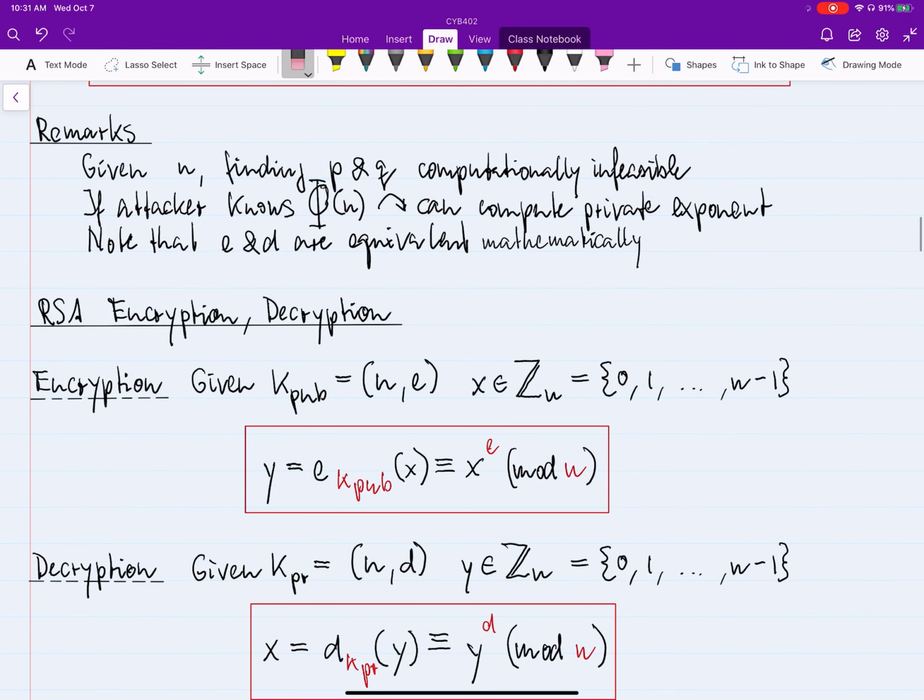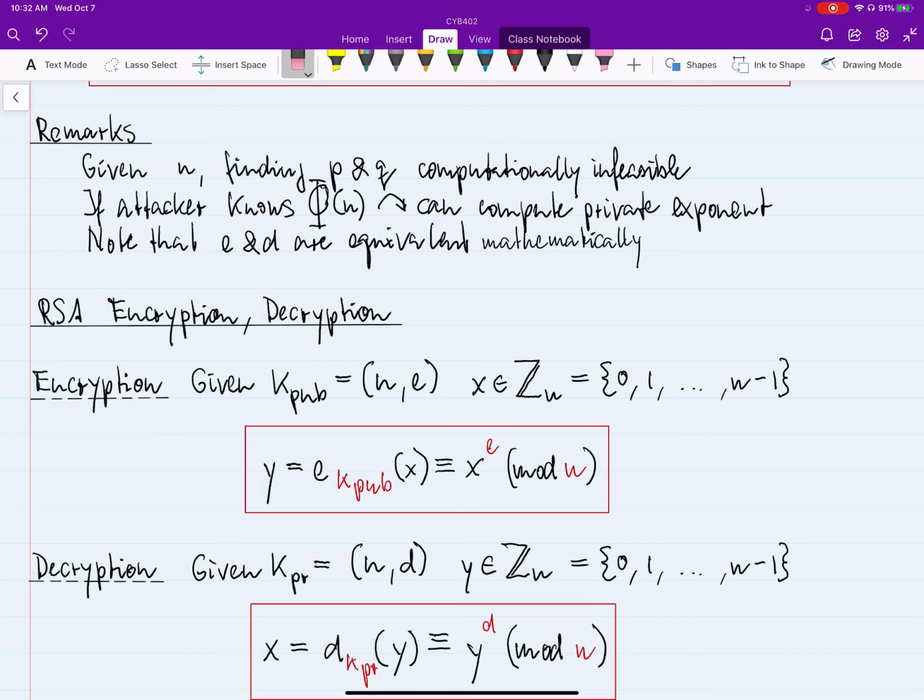So a few remarks here. Given n, finding p and q is computationally infeasible these days if p and q are sufficiently large. And I mentioned already that these days p and q should be on the order of 1,000 bits each.